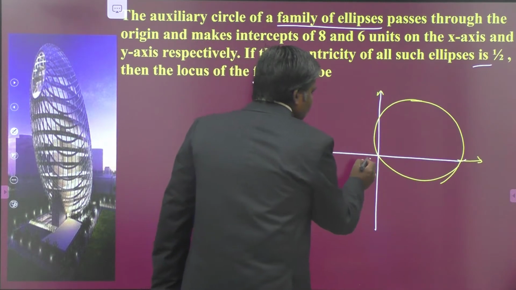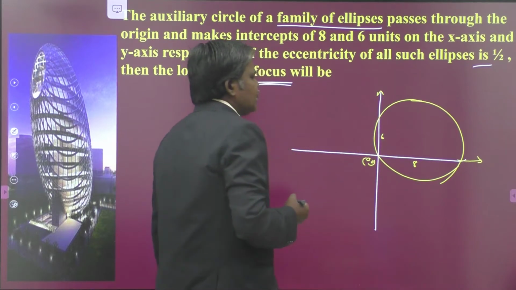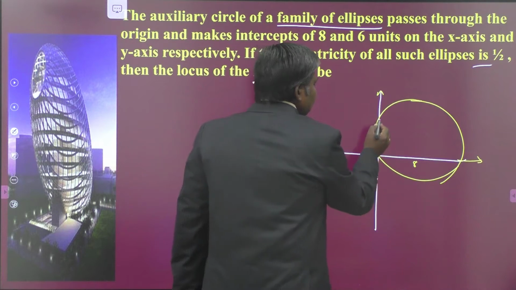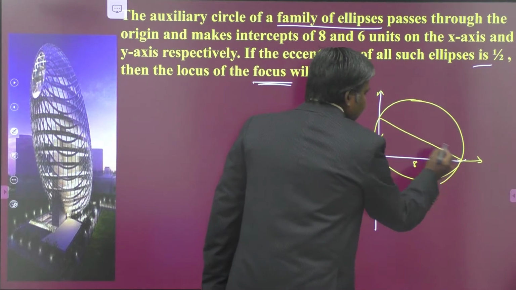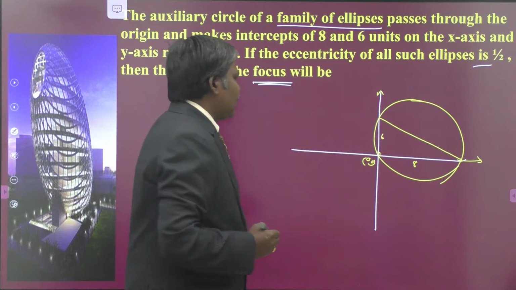This is passing through the origin and makes intercepts 8 and 6 with the x-axis and y-axis respectively. Since the angle in a semicircle is 90 degrees, it becomes the diameter of the circle. This is your auxiliary circle. Am I correct or not?